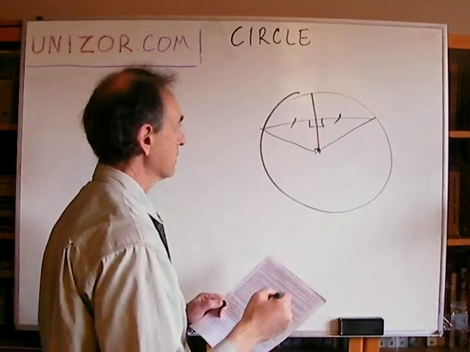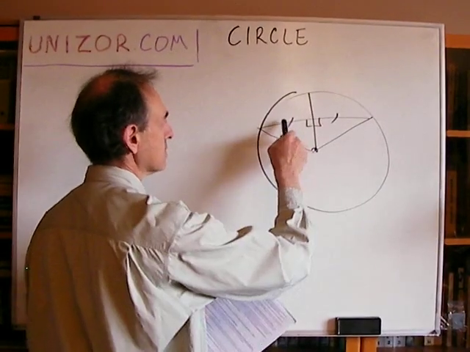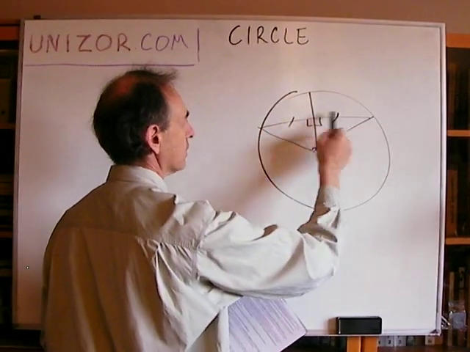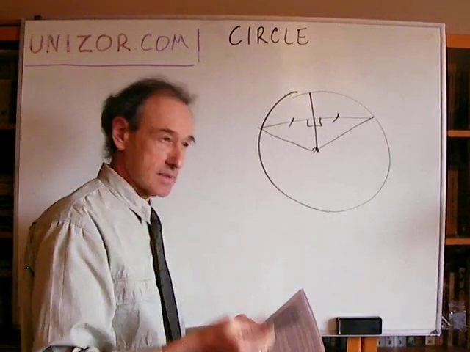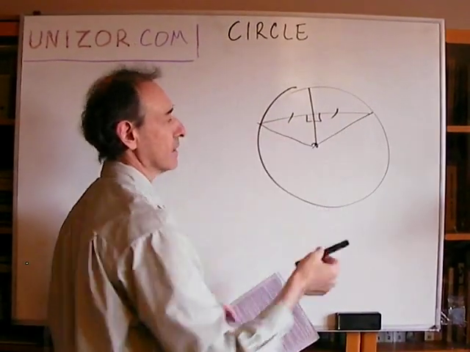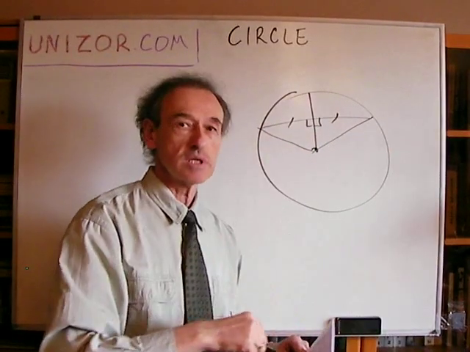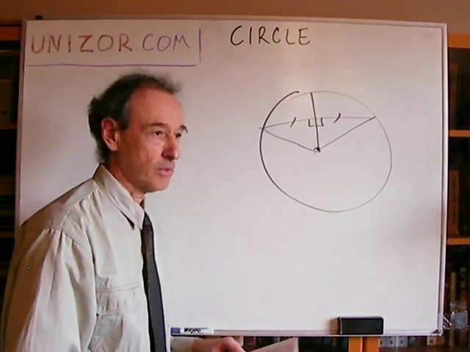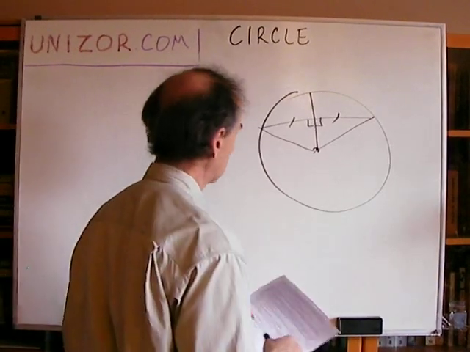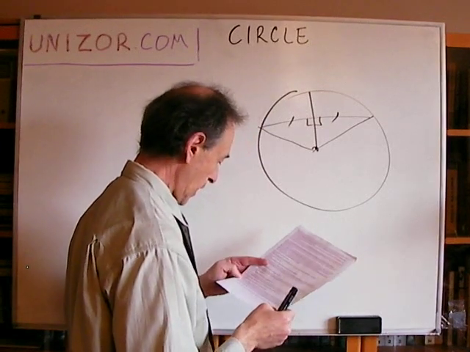Now, the inverse theorem is also true. If a radius is dividing a chord in two equal parts, it must be perpendicular. Same thing, actually. This is an isosceles triangle. Since it divides in half, it's a median, and we know that the median is also an altitude of an isosceles triangle. All right.